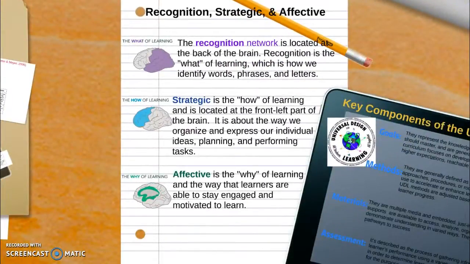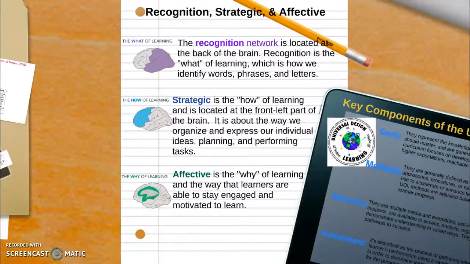Recognition, strategic, and affective. In the cortex of the brain, there are three primary networks specialized in processing and managing learning tasks. The recognition network is located at the back of the brain. Recognition is the what of learning, which is how we identify words, phrases, and letters. Recognition also includes how we gather facts and categorize what we can see, hear, and read.